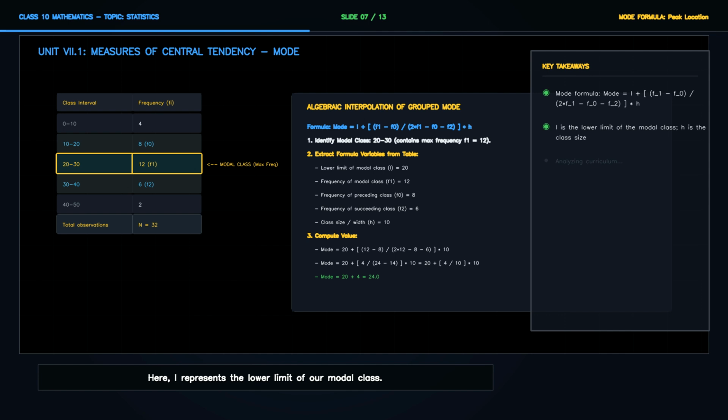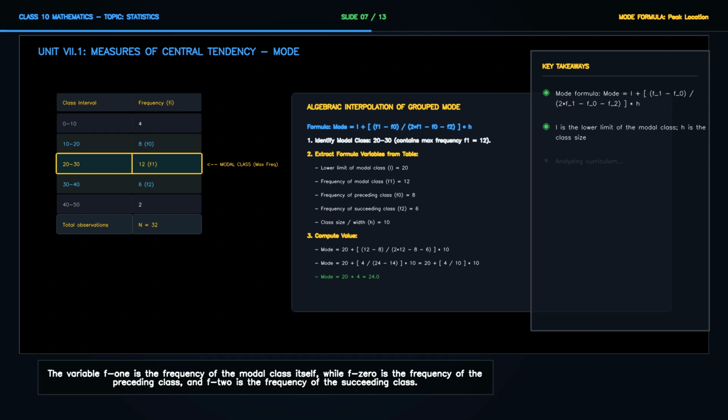The variable f1 is the frequency of the modal class itself, while f0 is the frequency of the preceding class, and f2 is the frequency of the succeeding class. The term h represents the class size.